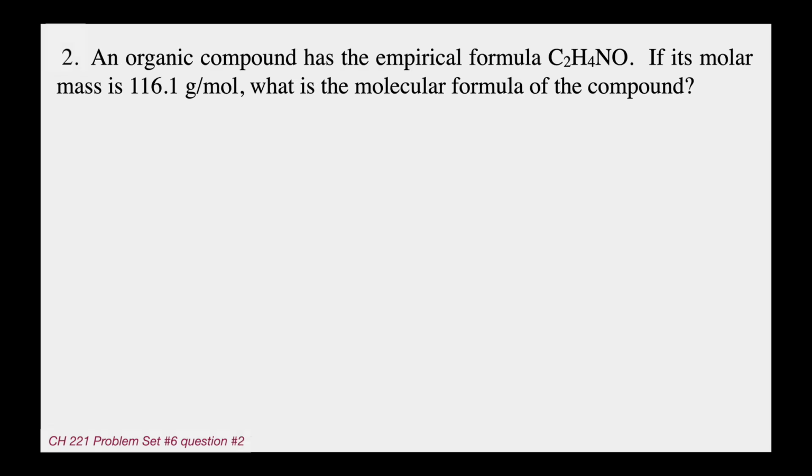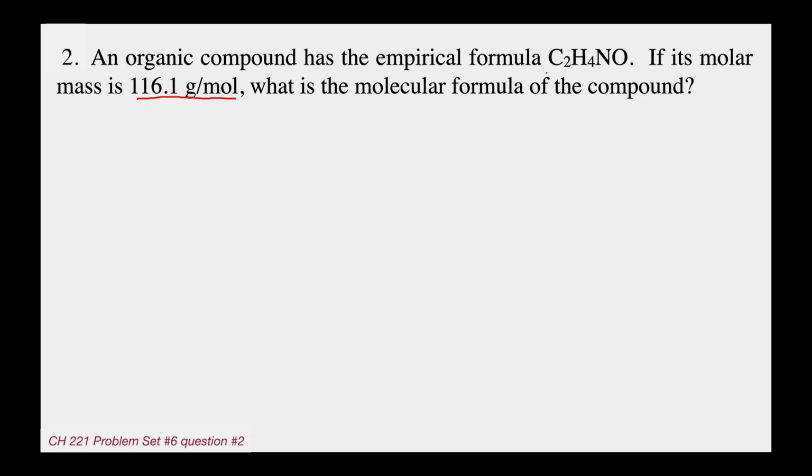An organic compound has the empirical formula C2H4NO. If the molar mass is 116.1 grams per mole, what is the molecular formula of the compound? This question is a way to go from an empirical formula to the molecular formula. And to go from the EF to whatever the molecular formula is, you need two things. You need the molar mass of the whole compound, which has to be given to you, you're not supposed to know it.